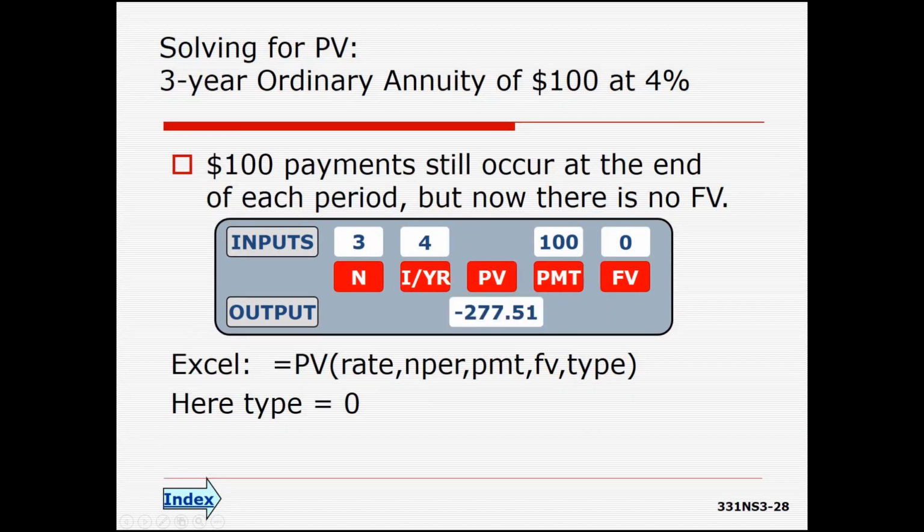This problem looks the same but is slightly different. It's a 3-year ordinary annuity, 4% rate. The question is, how much do you need to deposit, negative, now to withdraw a positive $100 each year? N is 3, IY is 4. Payment is 100, future value is 0, and you compute present value. Future value is 0 because you want to draw the account down to 0 at the end of 3 years.